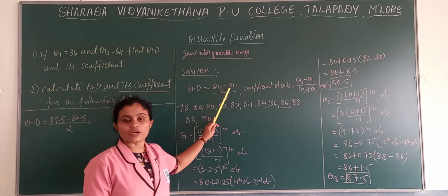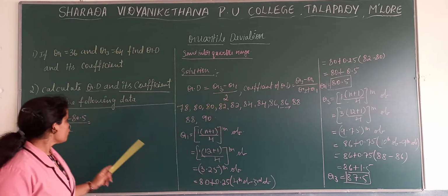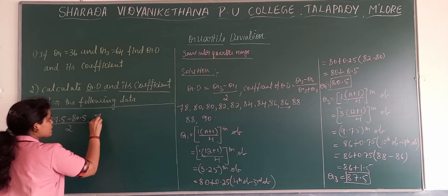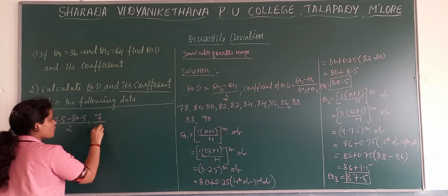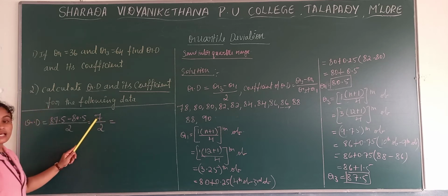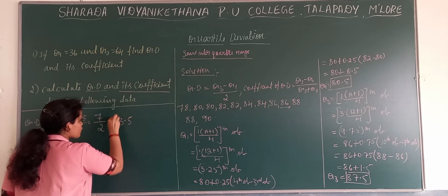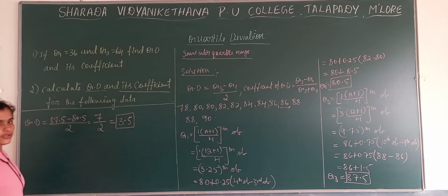Q3 minus Q1 divided by 2. So we get here 87.5 minus 80.5. When we deduct, we get 7 by 2. 7 by 2, we get the quartile deviation value as 3.5.